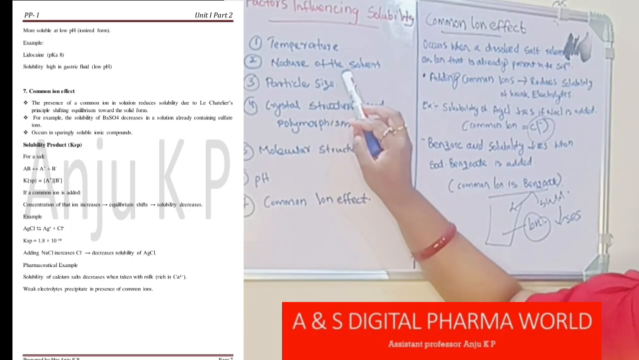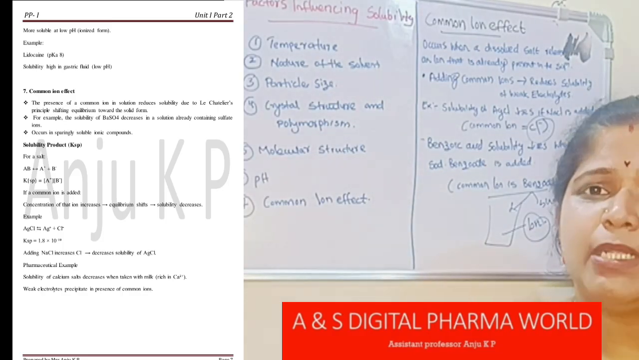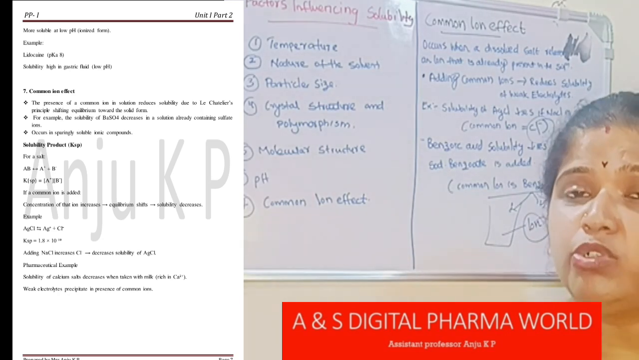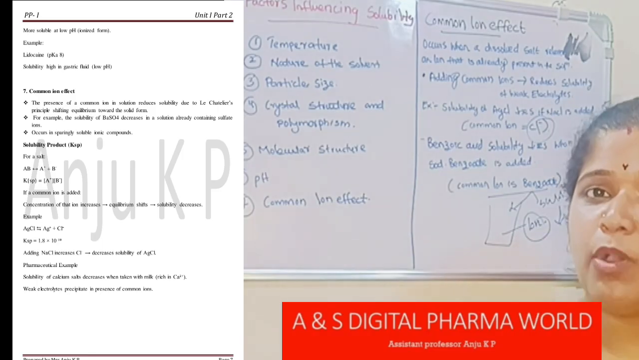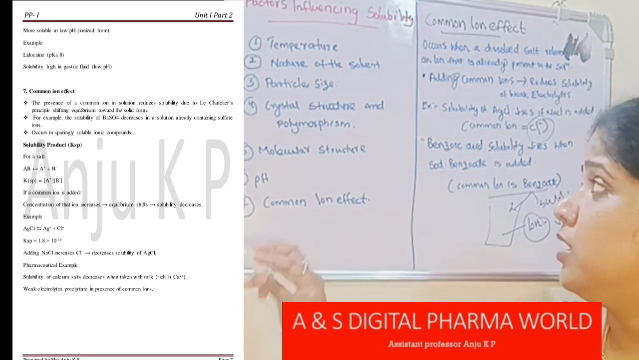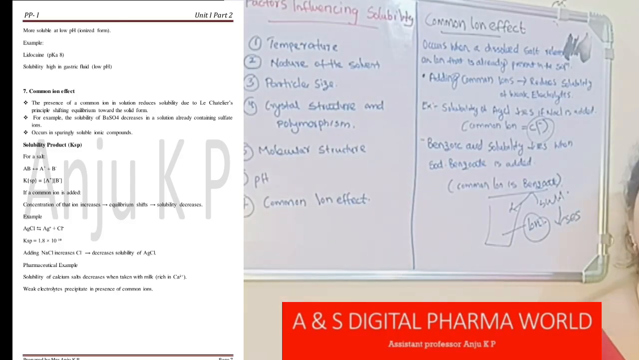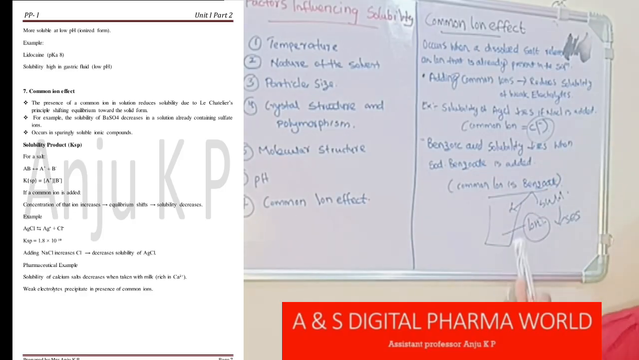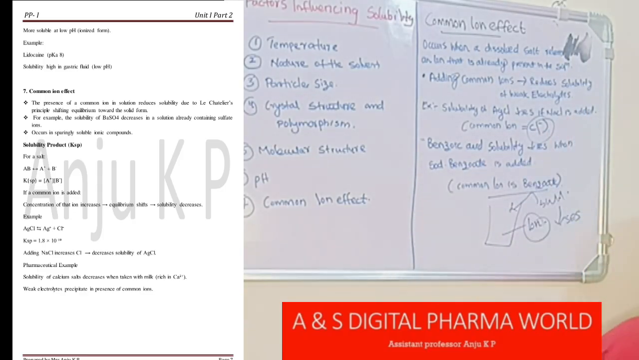Then the nature of the solvent. Here you have to remember the principle of like dissolves like. That means polar solutes will get dissolved only in polar solvents, and non-polar solutes will get dissolved only in non-polar solvents. And for particle size reduction, if we reduce the particle size, the surface area becomes greater. If the surface area is higher, the solubility increases.